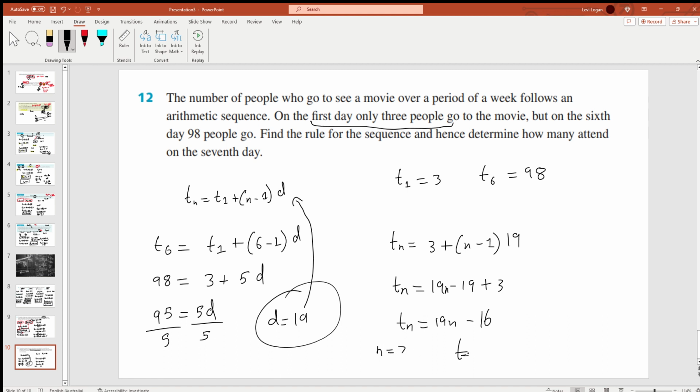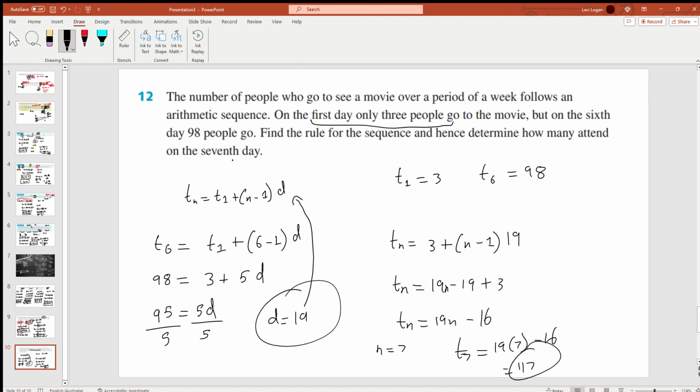So T of 7 equals 19 times by 7 minus 16. So 19 times by 7 is 133, I think, minus 16 is 117. So 117 people attend on the 7th day. And then that's that question done.